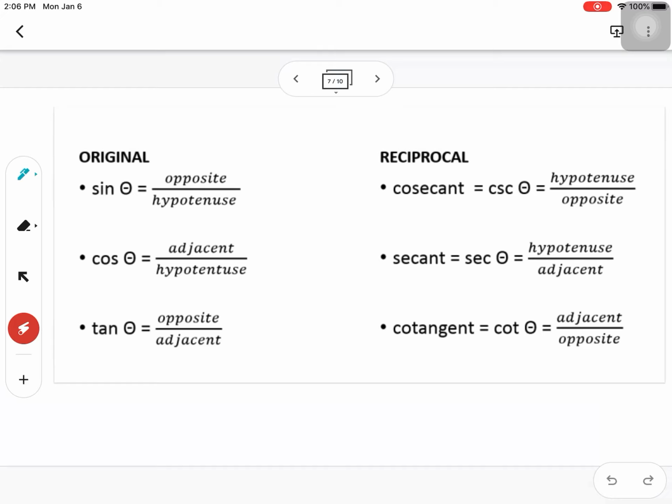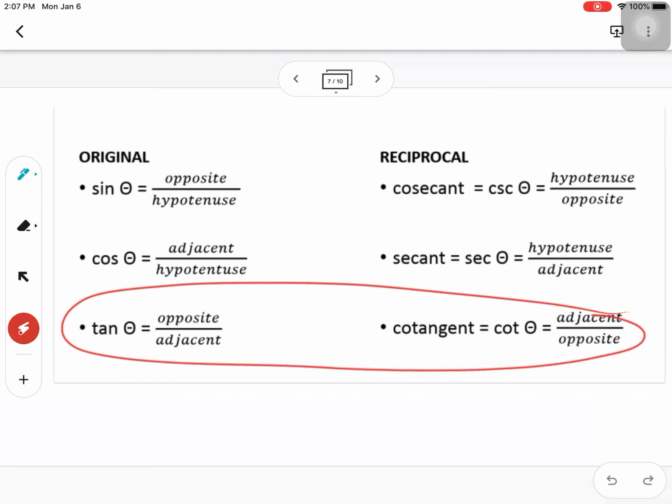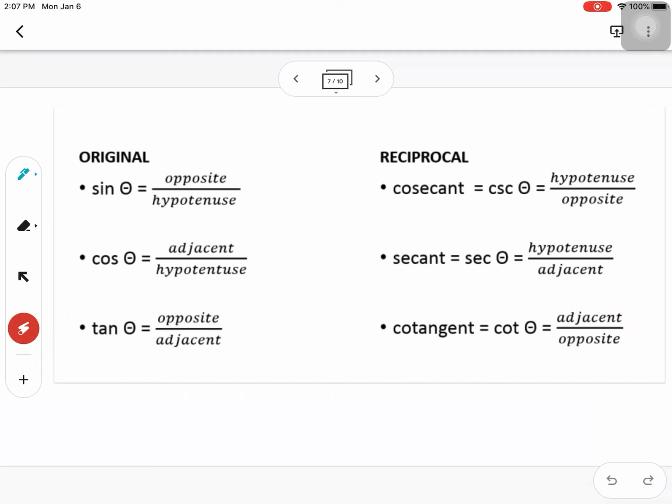What is going to be super important with these is remembering which function goes with which original goes with which reciprocal. The tangents are fairly easy to remember, as you can imagine. And what I personally remember with my others is that both pairs have both an s and a c. So sine goes with cosecant, you have an s and a c. Cosine goes with secant, a c and an s. But you will have to remember what goes with what.